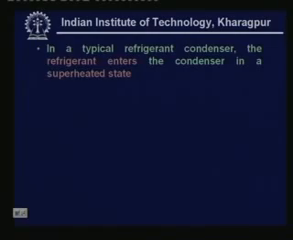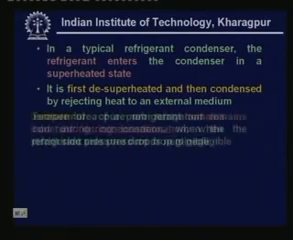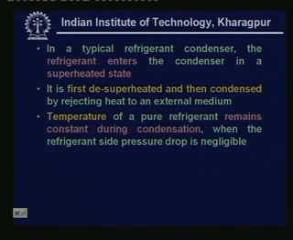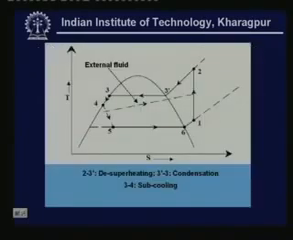In a typical refrigerant condenser, the refrigerant enters the condenser in a superheated state. It is first desuperheated and then condensed by rejecting heat to an external medium. Temperature of a pure refrigerant remains constant during condensation when the refrigerant side pressure drop is negligible. The refrigerant may leave the condenser as a saturated or a subcooled liquid depending upon the temperature of the external medium. Now, let me show the picture.